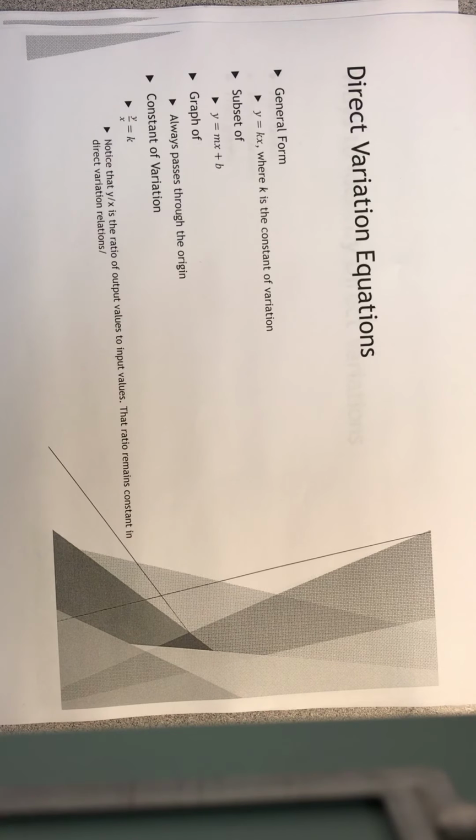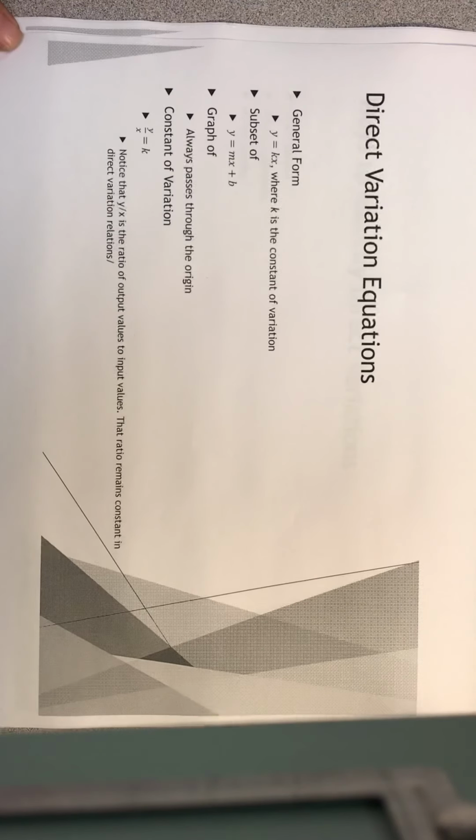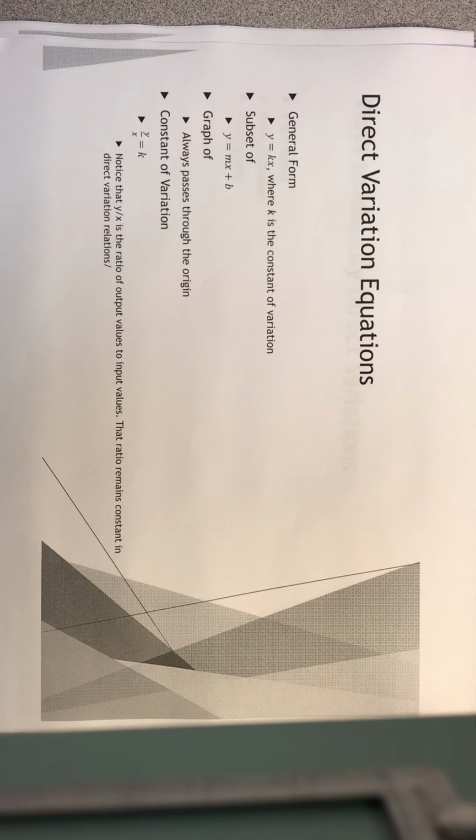So there's the general form, the equation version of that long definition. It's just y equals k times x, where k is the constant of variation. It's a constant. Notice that it's very similar to our y equals mx plus b, right? So it's a linear equation. It does have a y-intercept, but that y-intercept is at 0, because the graph of a direct variation equation always passes through the origin. So b would be 0.